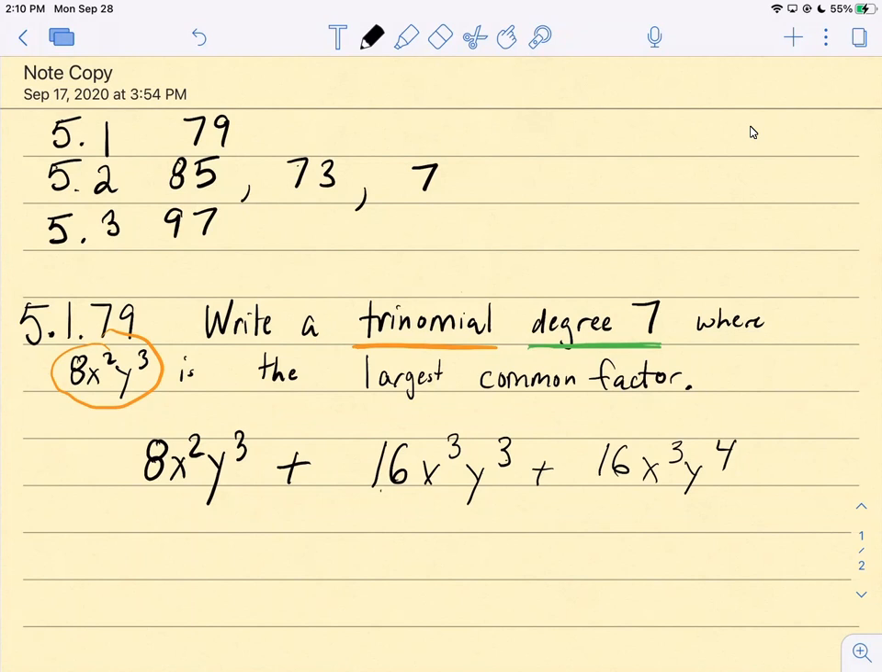Okay. Any questions? I think I just had one example. Any other questions on this one, 5.179? Okay, let's take a look at 5.2, number 7.